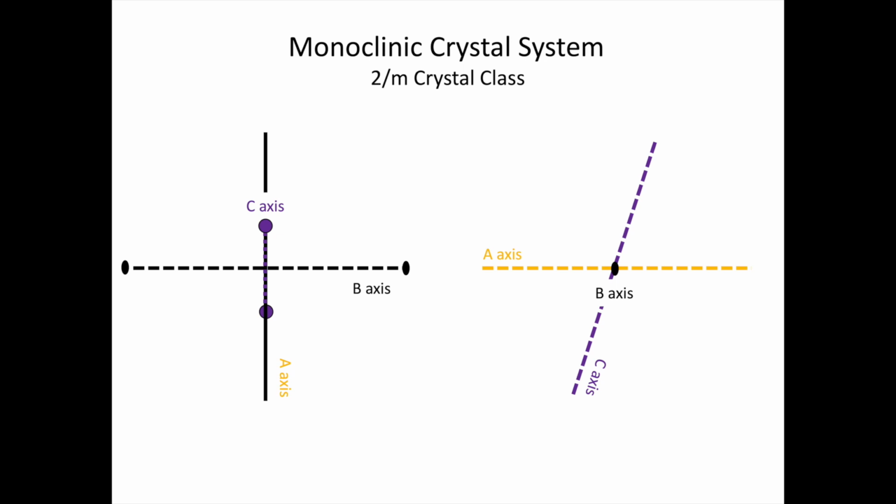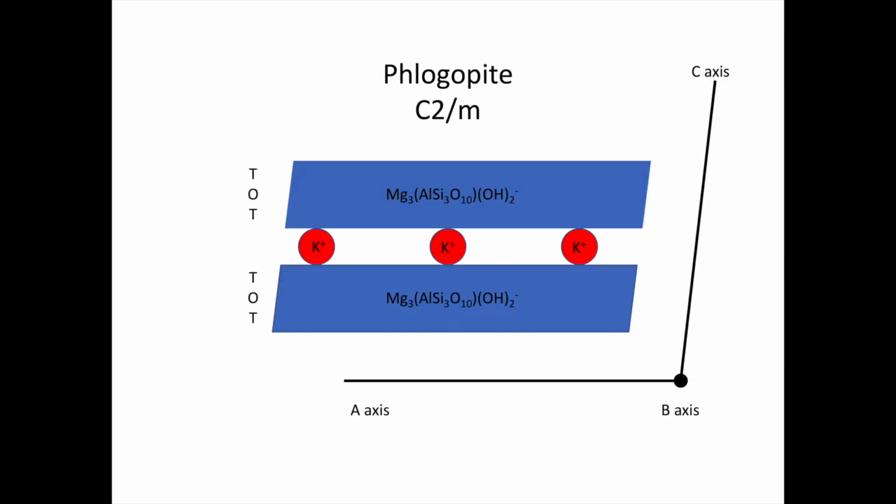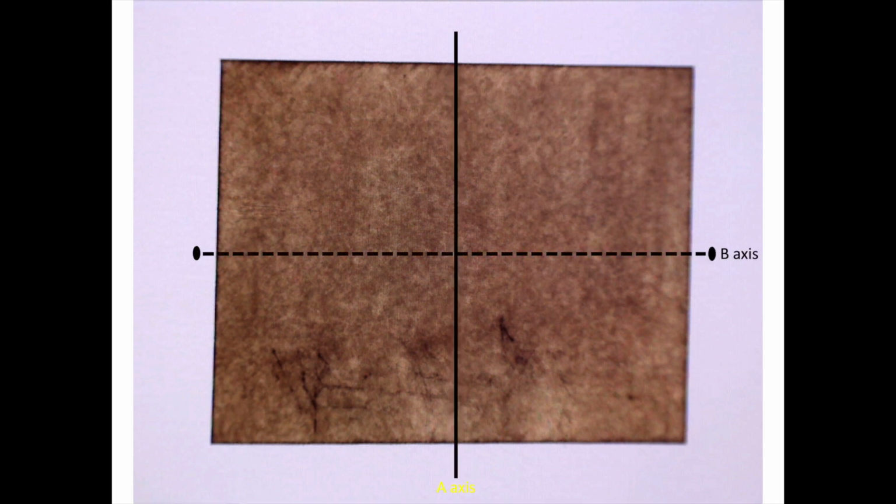We'll go back out to our simplified phlogopite structure model. Hopefully the relationships between the A, B, and C crystallographic axes in this diagram make sense. We'll bring everything together now in thinking about the crystallography and the cleavage of our phlogopite. When we're looking down onto one of the cleavage planes of our phlogopite, we're actually looking down on the plane of the A and B crystallographic axes.